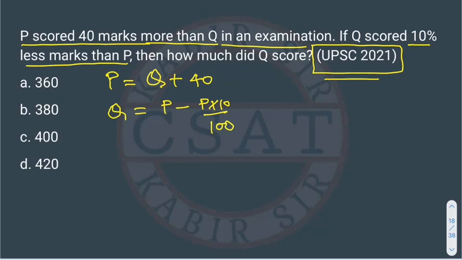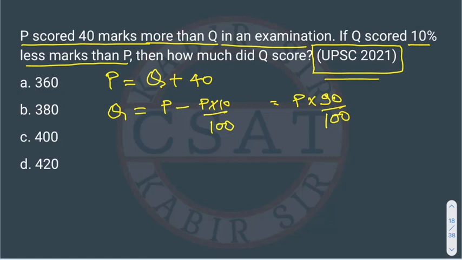Or we can also say Q is scoring 10% less marks than P. Or we can say he is scoring 90% marks of P. Both things are the same, so this is just a way of writing. If you convert it into a mathematical equation, you can write 90% of P is equal to Q. So both are the same thing.